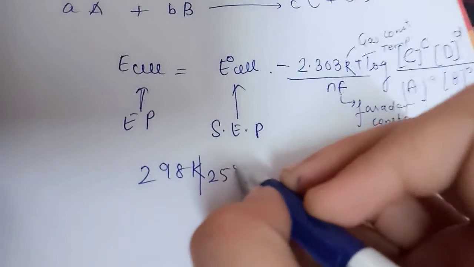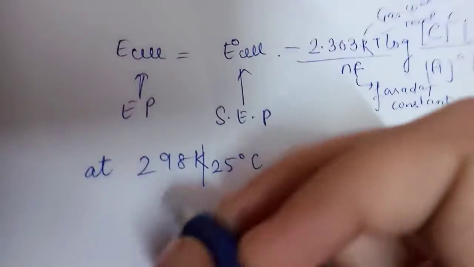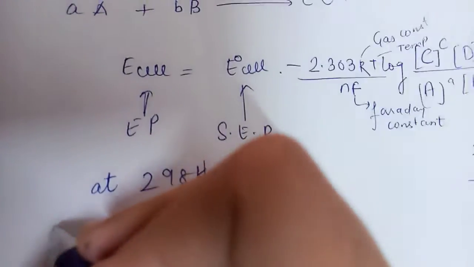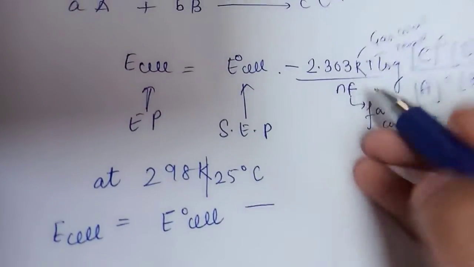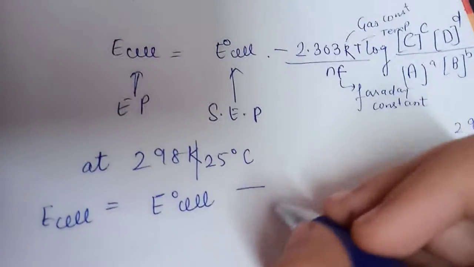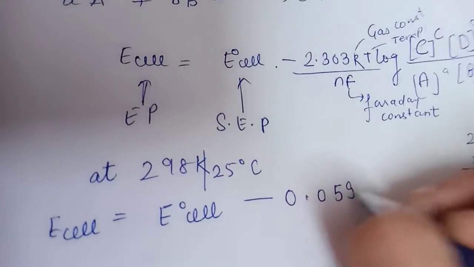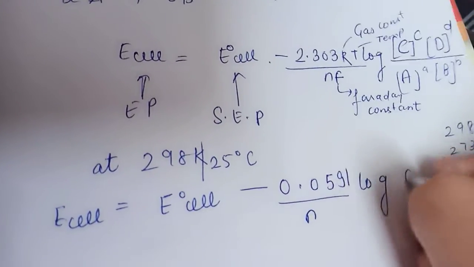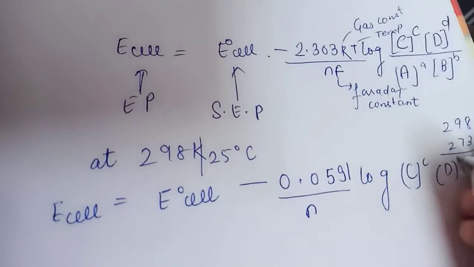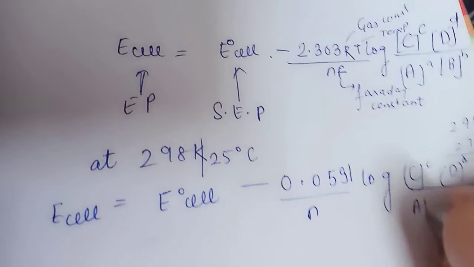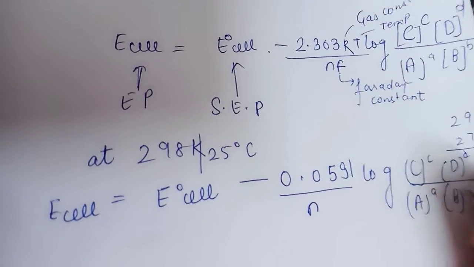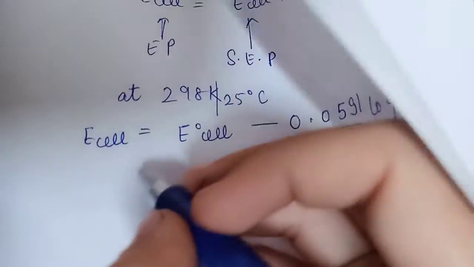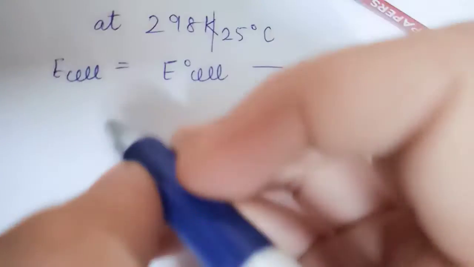298 Kelvin or 25 degrees Celsius temperature is given, then you will use the formula: E cell equals E naught cell minus this whole value. You just solve it and write it as 0.059 by n, then the same log C, log D, log A, log B.